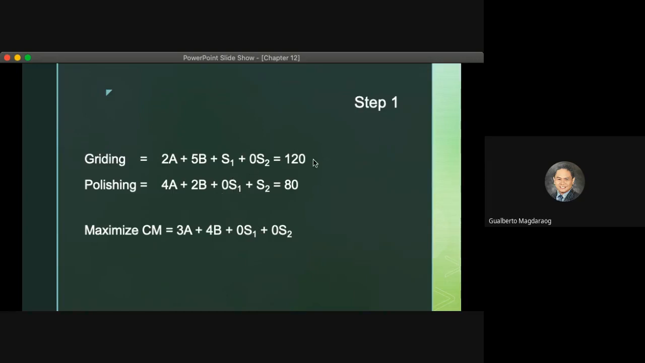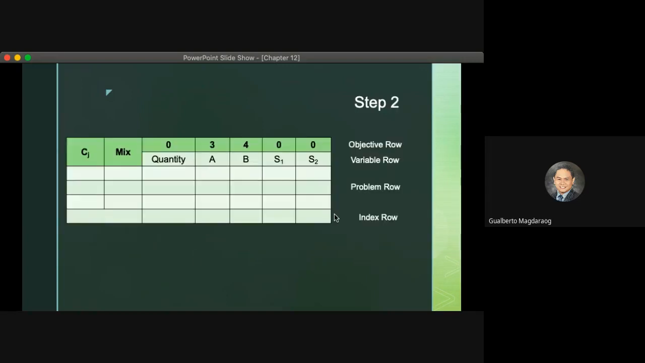Okay? Now, the revised function is 3A plus 4B plus 0 grinding and 0 polishing. Okay? You need to pay closer attention to this because this one is a little bit complicated.